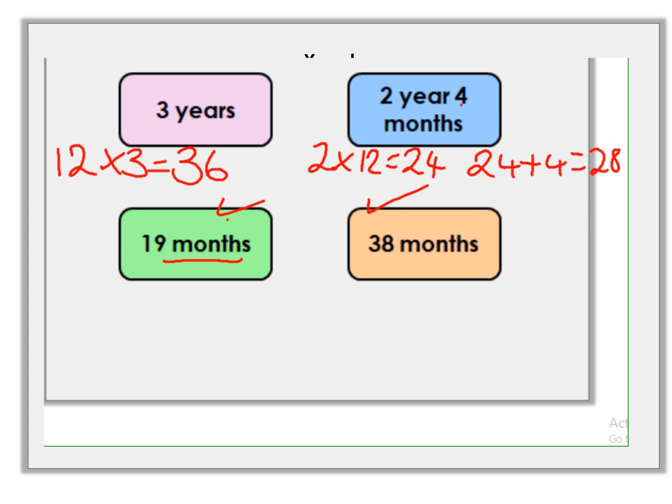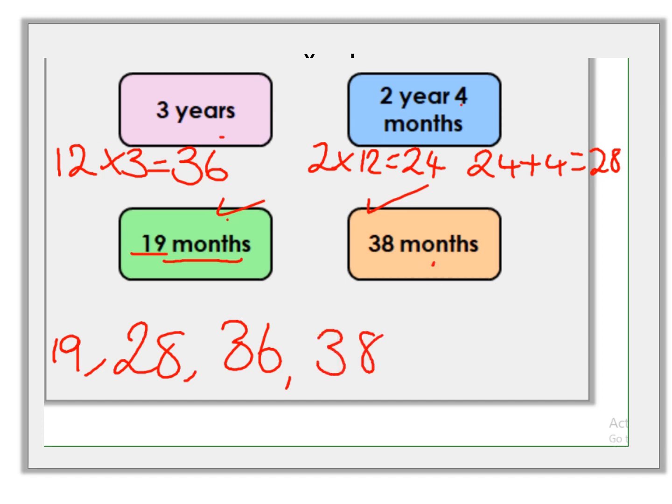Now we can put that into order. So we've got 19. What's next? 28, 36, and 38. So well done if you got that correct.